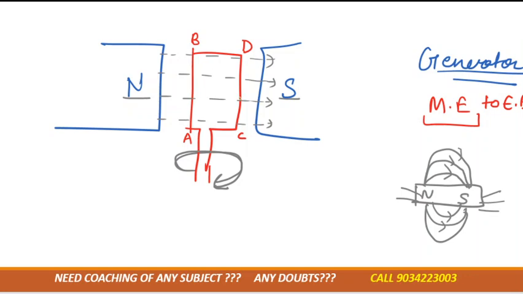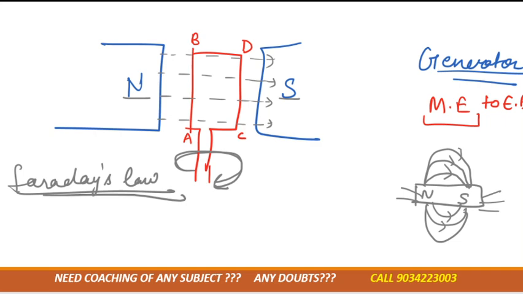They will cut, right? So according to Faraday's law of electromagnetic induction, you have heard about Faraday, right? He is a very great scientist. His contribution in electrical is very big. So what Faraday says is that E is equal to minus n d phi by dt.